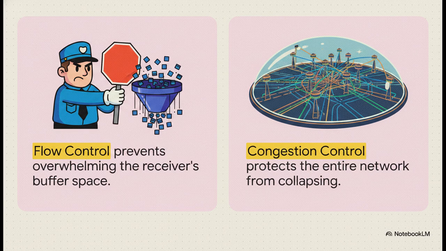Congestion control, on the other hand, looks at the bigger picture. Its job is to protect the entire network from just collapsing under too much traffic. So TCP is constantly calculating a safe window of data size for both of these, and it smartly limits its sending speed based on whichever of those two windows happens to be smaller at the time.